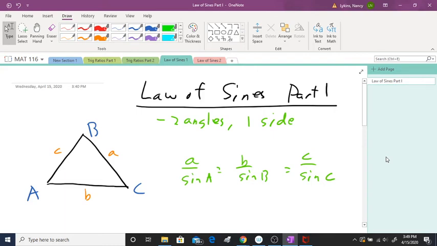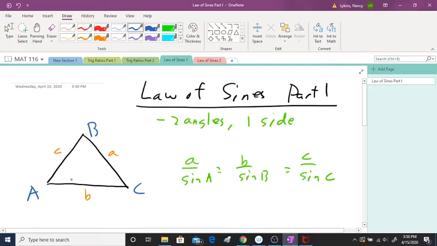Okay, welcome to the lesson on law of sines. The law of sines, you are going to use the trigonometric function sine. This is part one. I've got a two-part series. The first part is I'm going to give us a couple of examples of when I give you two angles and one side.